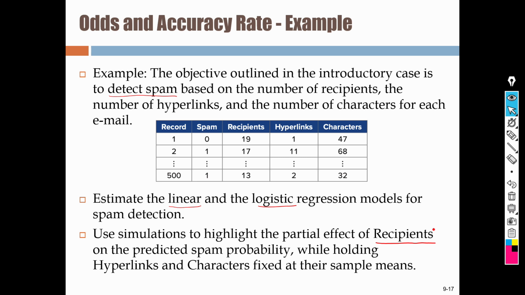So you can put the recipient as 1, 2, or many other different values, while holding the hyperlink and characteristic fixed at the sample mean. You fix them at the mean, and then you just change the recipient from 1 to like 20, or I don't know the range, but you can try, and calculate all the cases. Then you can tell what actually happens when the recipient increases, how much the probability of spam changes. That's the only way you can tell.